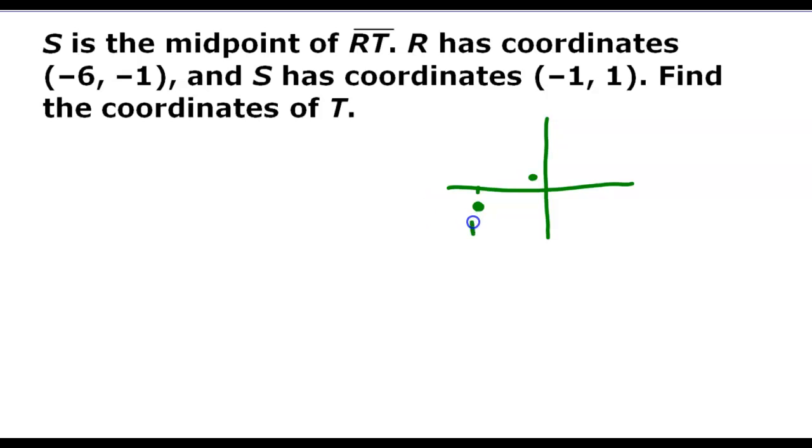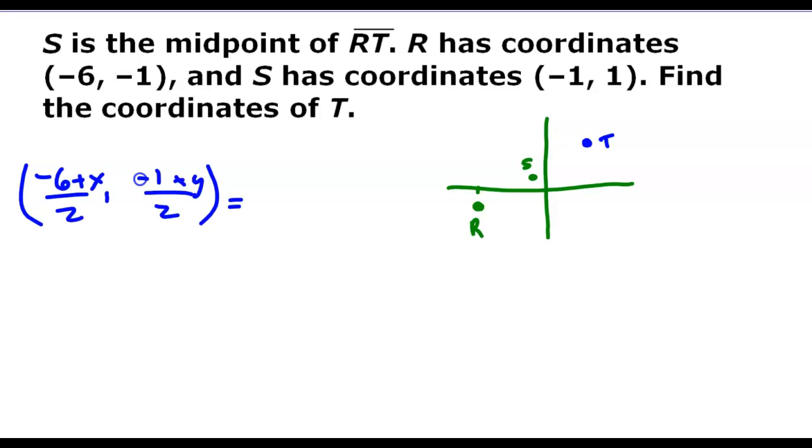Now this is R, this is S. S is the midpoint. So that means that the point I'm looking for is going to be somewhere over in here. This would be T. So then what you can do is use the formula. Okay? Negative 6 plus x over 2, comma, negative 1 plus y over 2. And that's going to be equal to the midpoint they give me, which is negative 1, comma 1.